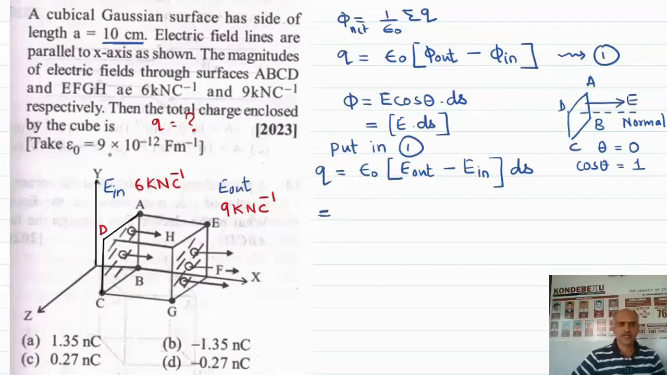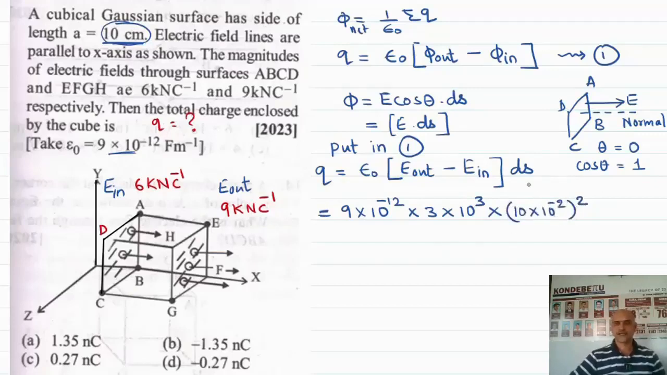Epsilon naught he has given as 9 into 10 raised to minus 12, into, directly I will write E out minus E in, means 9 minus 6, 3 kilo, so 10 raised to 3. ds is area. 10 centimeter side of the area will be a square. So 10 centimeter means 10 into 10 raised to minus 2, bracket square. So area is a square, that is 10 into 10 raised to minus 2, the bracket square.